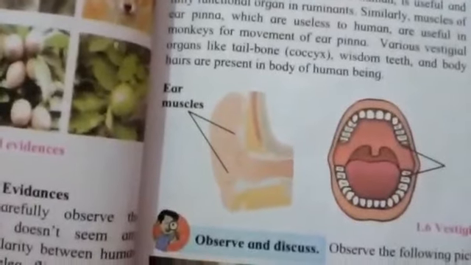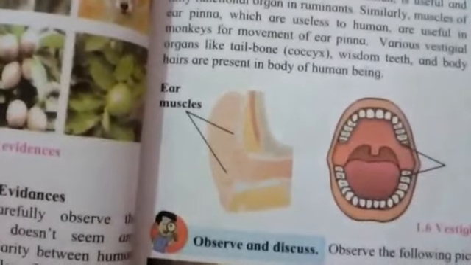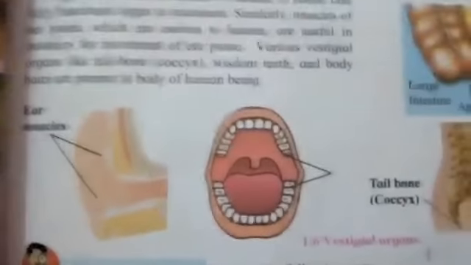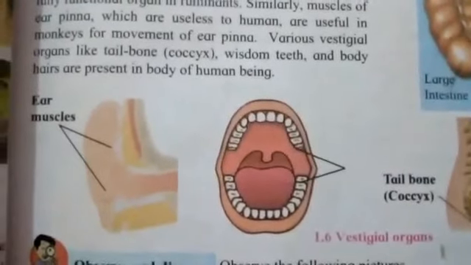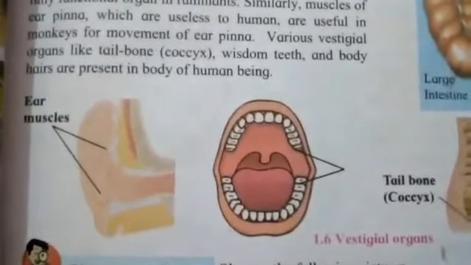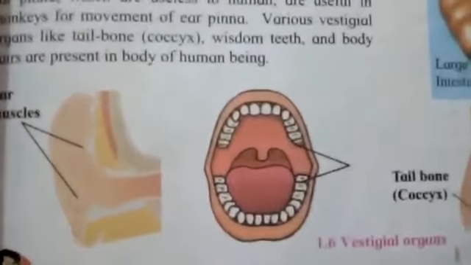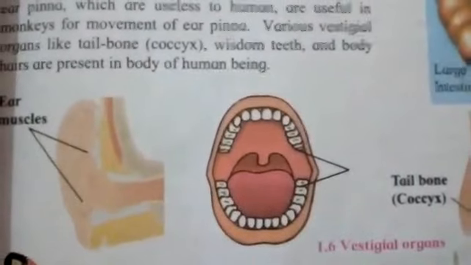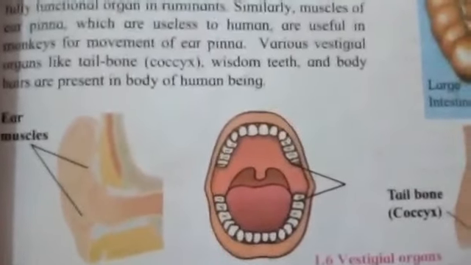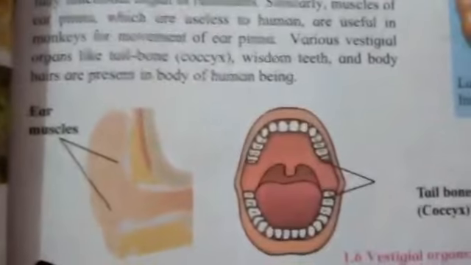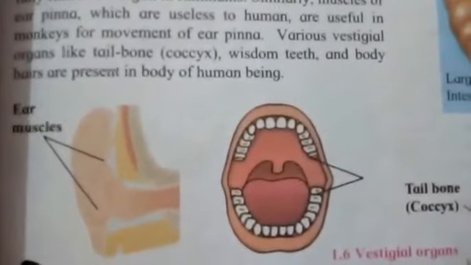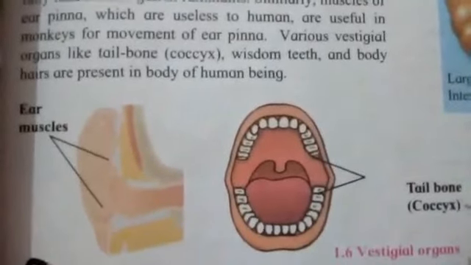After that, the ear pinna. These ear muscles are not useful for human beings, but they are useful for monkeys. Then we have the wisdom tooth. The wisdom tooth also has no use because we do not use our wisdom tooth for chewing food. We use this kind of teeth for chewing the food. So the wisdom tooth is of no use, but it is still present in our mouth, and it is also a vestigial organ.